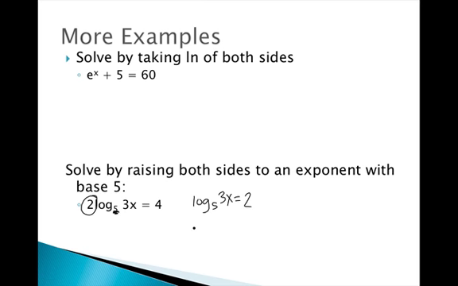So if we raise both sides to 5, we end up with 5 to the log base 5 of 3x equals 5 squared. Because remember, whatever you do to one side, you have to do to the other side. So our log base 5 with our exponent will cancel, and we're just left with 3x. So now we get 3x equals 5 squared, but we know that 5 squared is 25. So 3x equals 25. We solve for x by dividing by 3. So x equals 25 over 3.